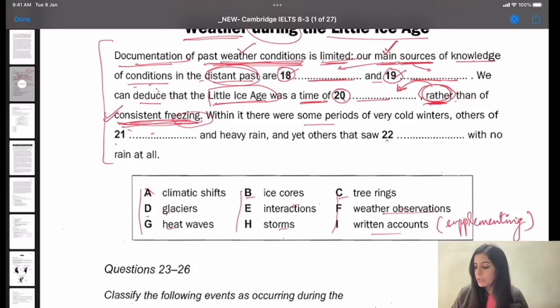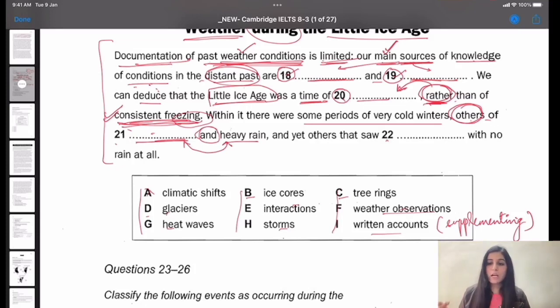Within it, there were some periods of very cold winters. There were very extreme cold winters, others of dash. Others of dash here, obviously there would be some contrast again because the word others has been used. Others of dash and heavy rain. So since the word and is used, these two more or less should be similar. Something that is accompanied by heavy rain would be written as the answer to this particular blank. And yet others that saw, yet others basically means again this would be different. So here we are talking about winters, then here we are talking about heavy rain. Something similar to heavy rain will come in blank 21.